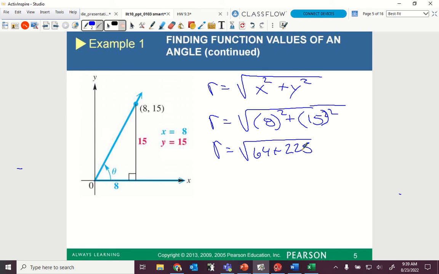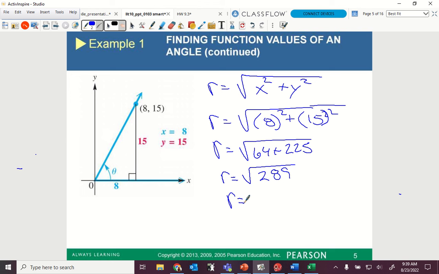Hopefully. Okay, and what are we going to do with those two values? Add them. So we get R is equal to the square root of what? 289. And what is the square root of 289? You don't have to know it off the top of your head. What is it?